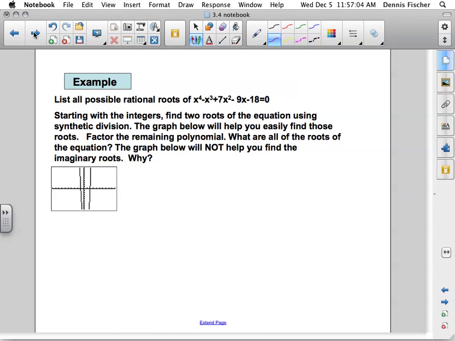Let's go up a level. Let's go x to the fourth. So will it still be P over Q, first term, last term? We're going to go x to the fourth. So the equation right now, I'm just going to write it over here, is 1x to the fourth, negative 1x cubed, 7x squared, negative 9x, minus 18. That's my equation. Now I have to do my P over Q's.